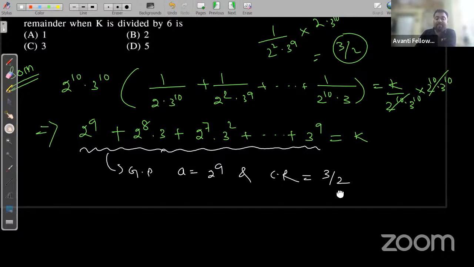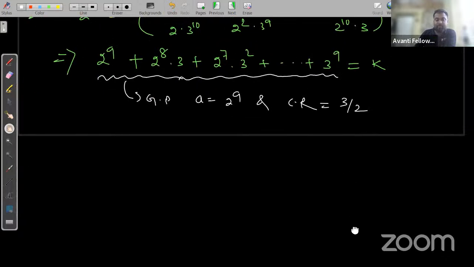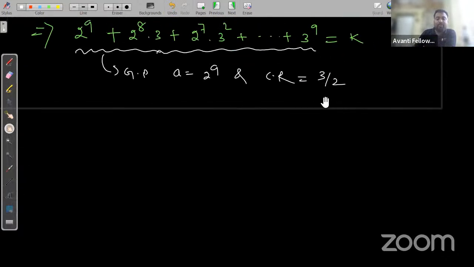So try to find the sum of that GP. Now if I ask you to find the sum of this GP, what will happen? The first term is 2 raised to 9 and the common ratio is 3 upon 2, right? So what is the formula to find the sum of a GP?